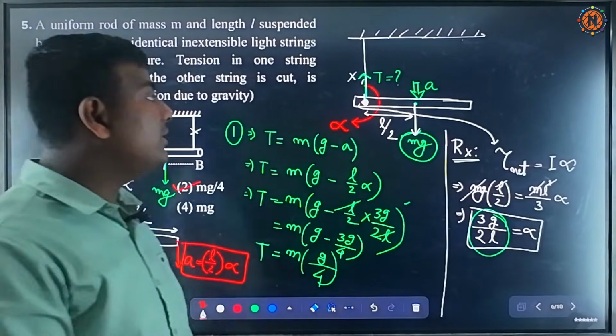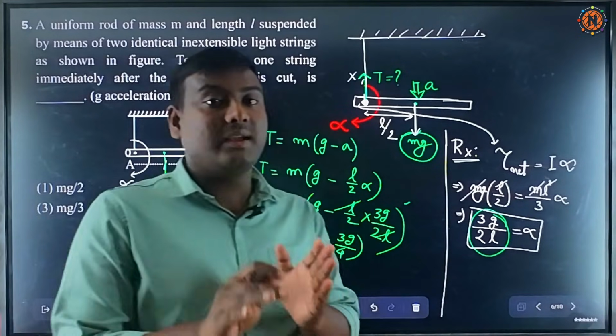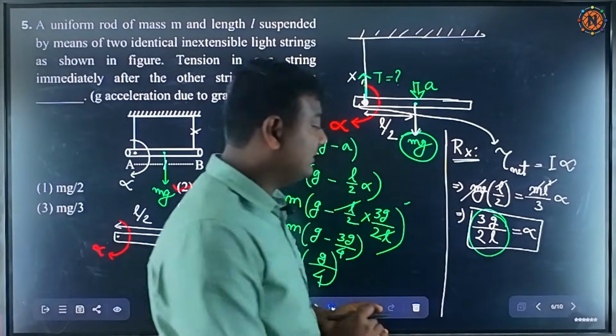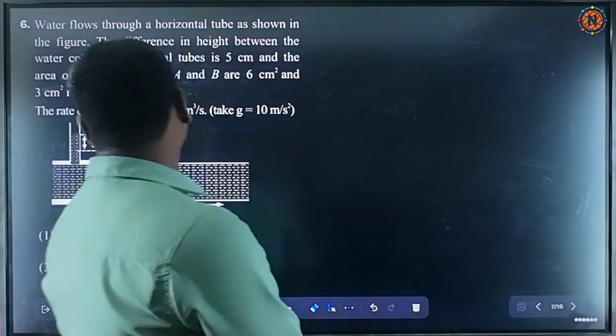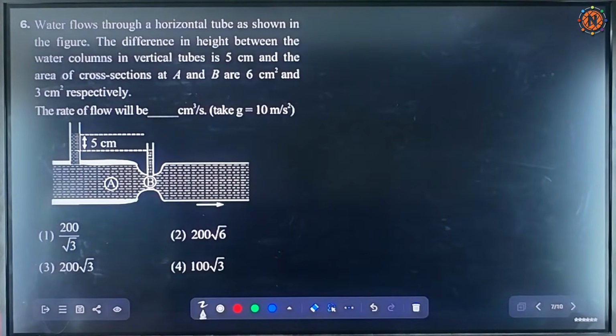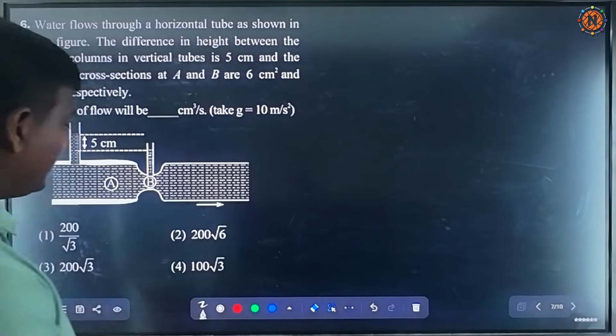So this is an easy question, but it takes some time. Okay, let's go to the next question. Now, water flow in a tube. The difference in height is also given. So we need to find the rate of flow.